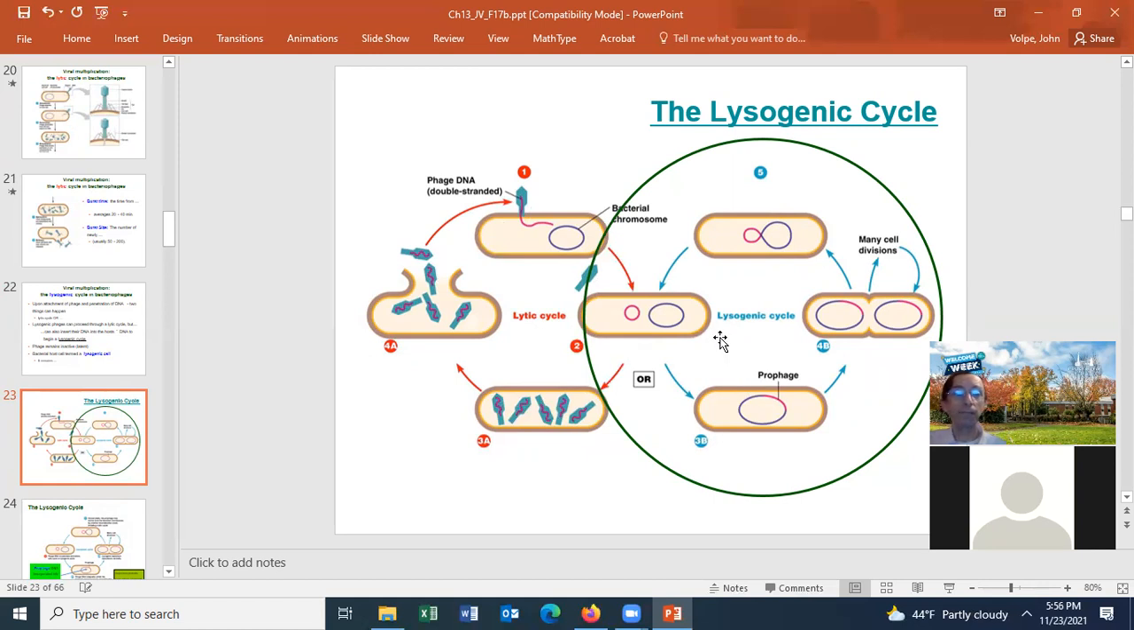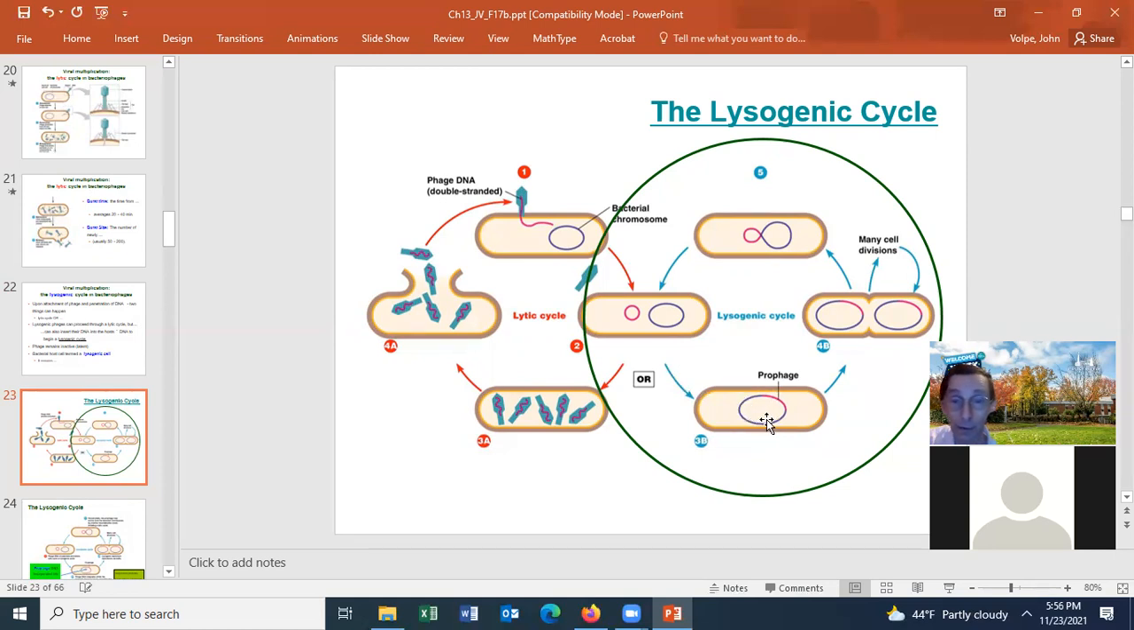If the virus enters the lysogenic life cycle, the first thing it'll do is the viral DNA will enter into the host cell's chromosome. And that we call the prophage, where the viral DNA is now a part of the host chromosome.